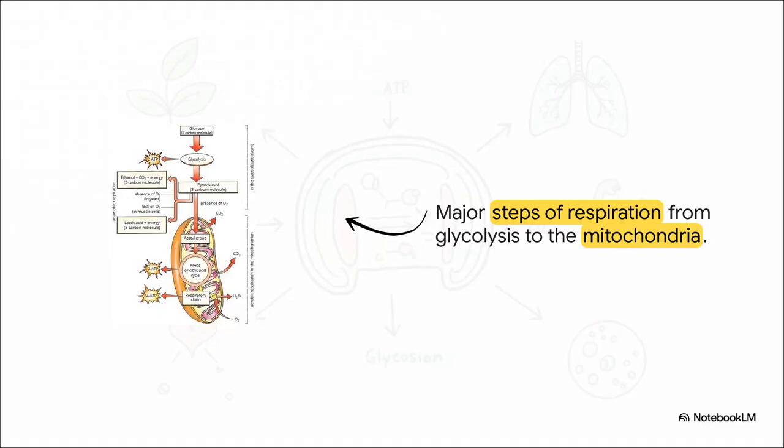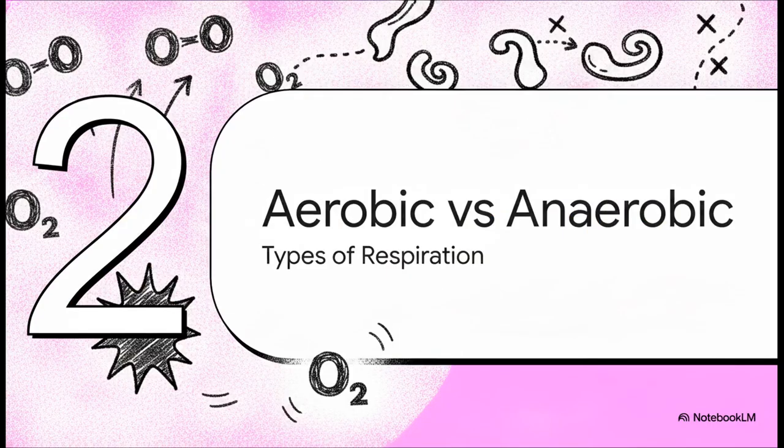And looking at the process, you can see it essentially breaks down into two major steps. It kicks off right in the cytoplasm with glycolysis, and then it moves into the mitochondria for the Krebs cycle. That second step is where it completes the oxidation to extract the absolute maximum amount of energy. It's a highly efficient little factory. Section 2. Aerobic versus anaerobic respiration. Let's explore these two distinct pathways and how they depend on oxygen.